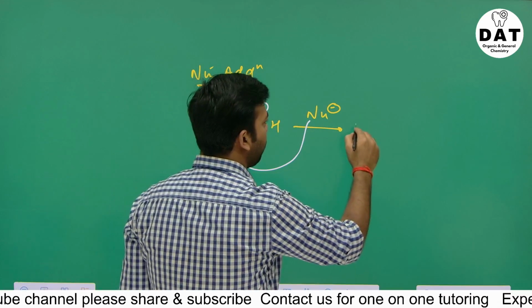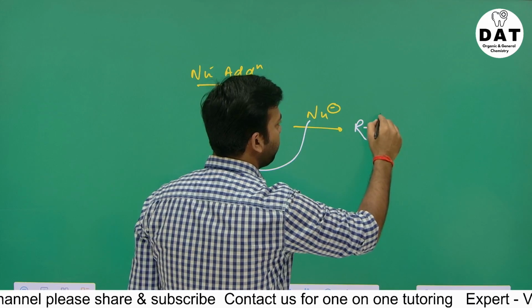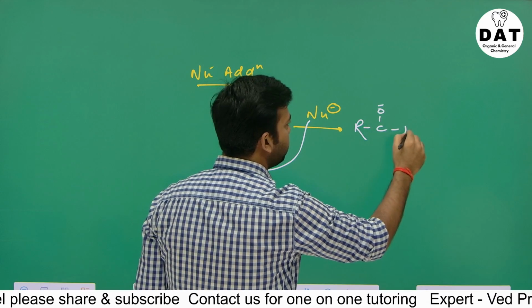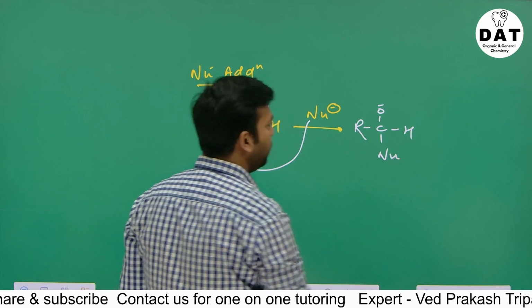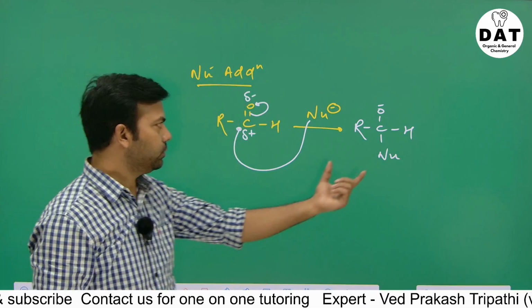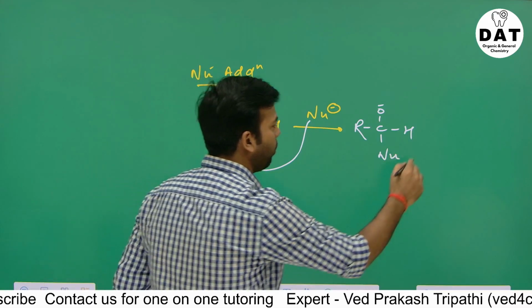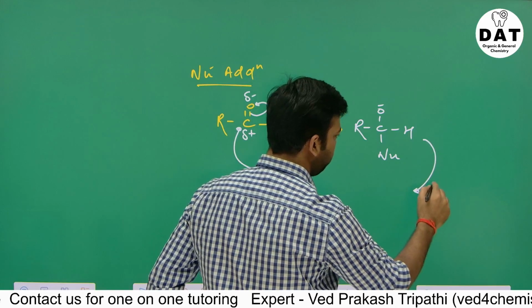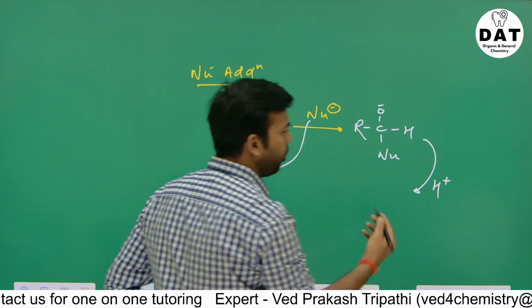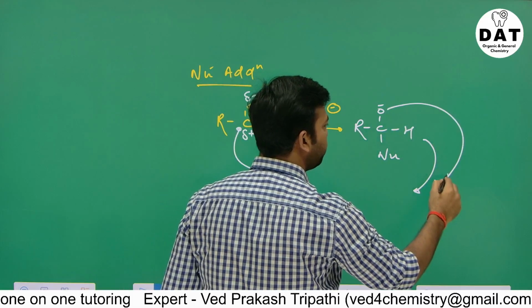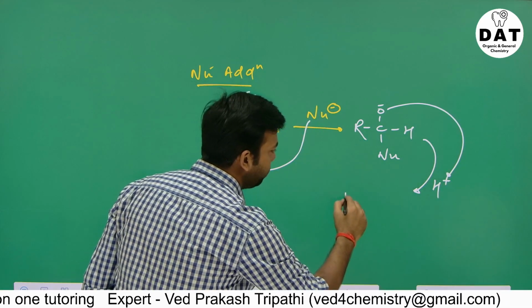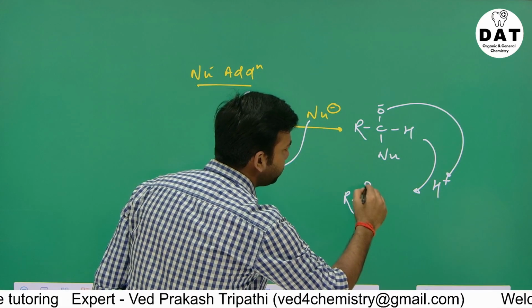So as a result of it, O negative, here H, and here we have a nucleophile. In the next step, it is going to be protonated by any H plus. It can be from any acid, it can be from water. Okay, so O minus is going to grab this proton, so it becomes like this.